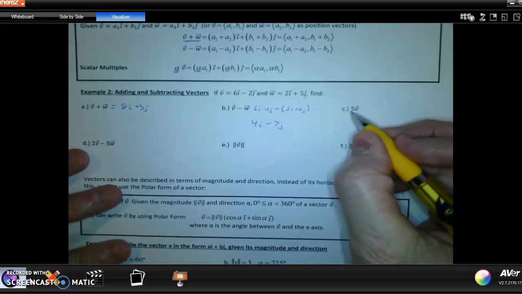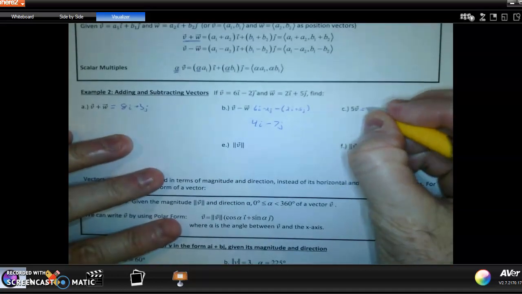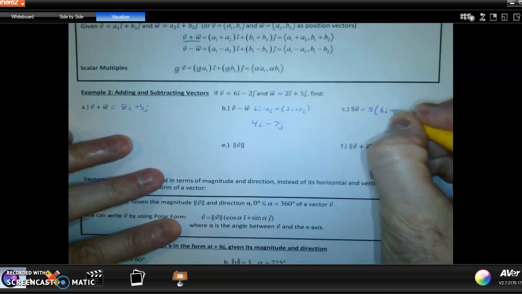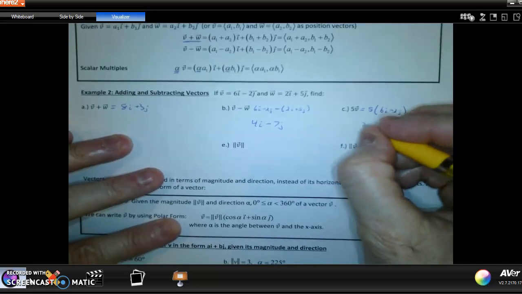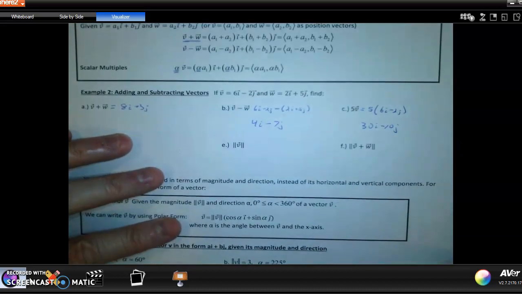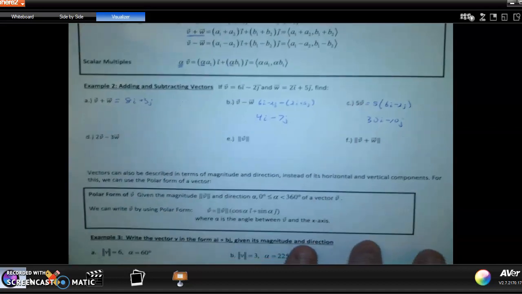That's the unit vector that you get by taking v minus w. Okay, what would 5 times v look like? Well, if this is v, 5 times that vector would simply be 30i minus 10j. That's it. That's the vector that is 5 times as long as vector v.